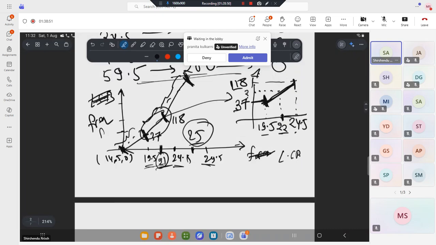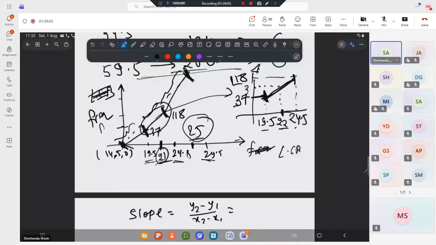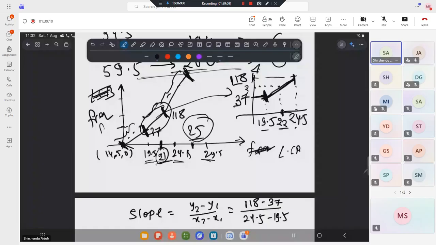So the basic equation for the slope of the line was, remember, y2 minus y1 by x2 minus x1. Of course I know all these numbers. So if I take y as the y-axis, 118 minus 37 by 24.5 minus 19.5. This is my slope, right? The slope is fixed for all over this part only. Of course, if I jump into the next part, then the slope will change. That is the beauty of piecewise linear. For these cases, you need to fix which interval you are talking about. So this is your slope. Slope is fixed for each and every case.